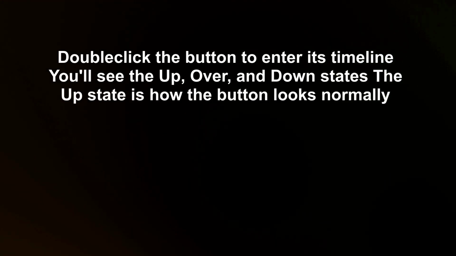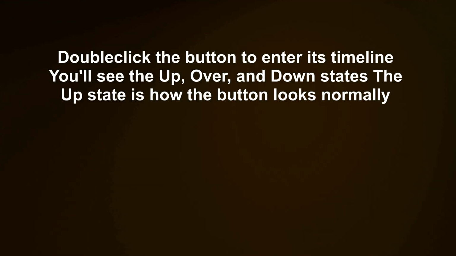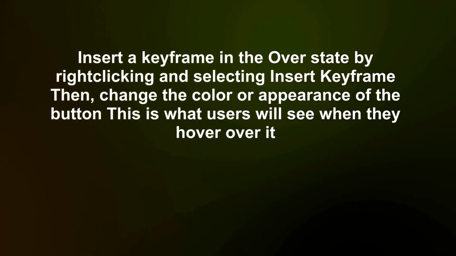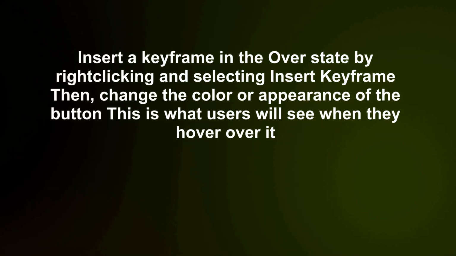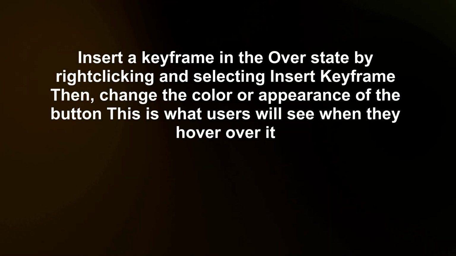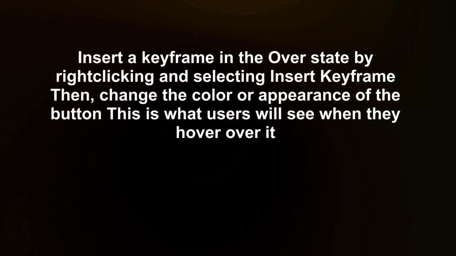Double-click the button to enter its timeline. You'll see the up, over, and down states. The up state is how the button looks normally. Insert a keyframe in the over state by right-clicking and selecting Insert Keyframe, then change the color or appearance of the button. This is what users will see when they hover over it.